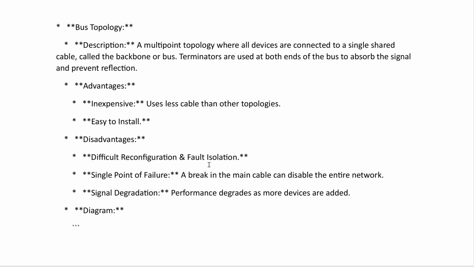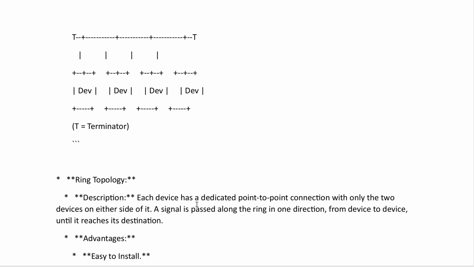Demerits are: bus topology is difficult to reconfigure and it is also difficult to isolate faults in bus topology. Single point of failure: a break in the main cable can disable the entire bus or the entire network. Signal degradation: performance degrades as more devices are added to the bus topology.